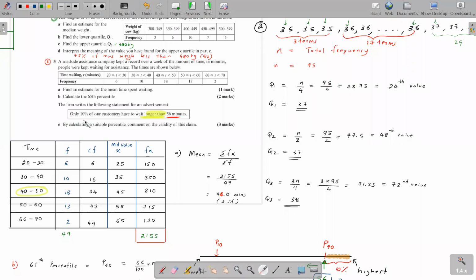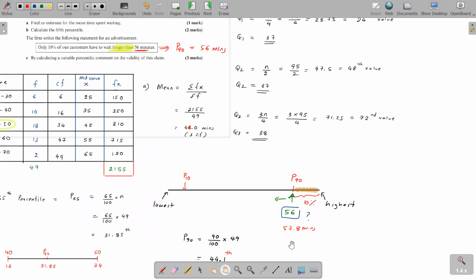Okay, so just a quick explanation at the end. Now they say here only 10% of their customers wait longer than 56. Guys, the moment you see waiting longer than, this 10% comes to the very end. If it comes to the very end, it's not P10, it's P90. So what is the claim here? The claim is the 90th percentile is 56 minutes. So we need to check the validity of this particular claim. Is the 90th percentile actually 56 minutes or is it more than that amount?